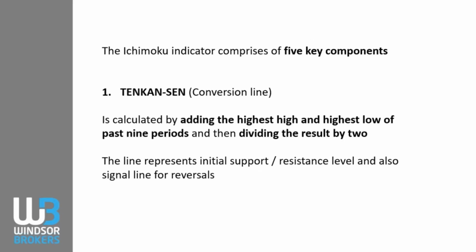How it is built: actually, the Ichimoku indicator comprises 5 key components. We have basically 5 lines, 2 of which are forming the cloud, which is one of the key features of Ichimoku studies. So the first one is called the Tenkan-sen line. We will take a look later on in our chart, and I will show you in detail how it looks. So Tenkan-sen, also called the conversion line, is the faster moving line.